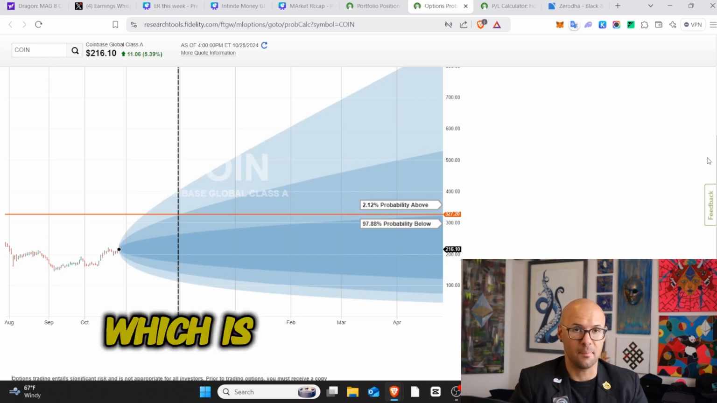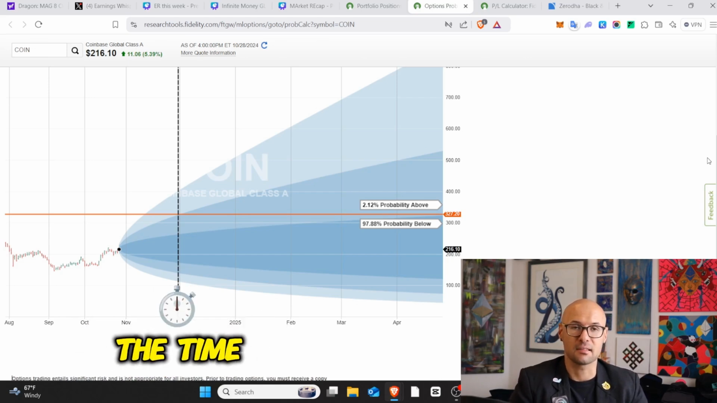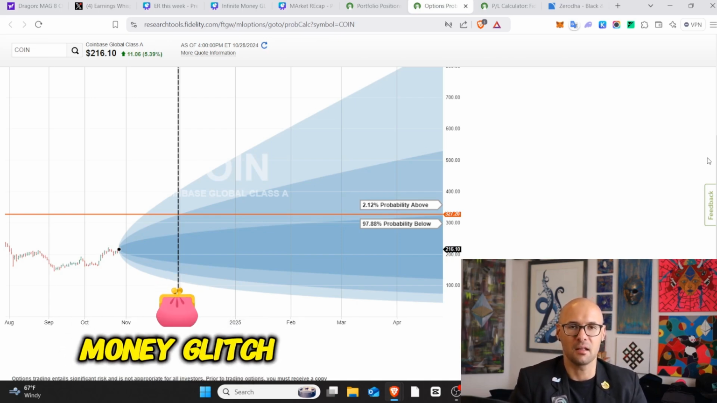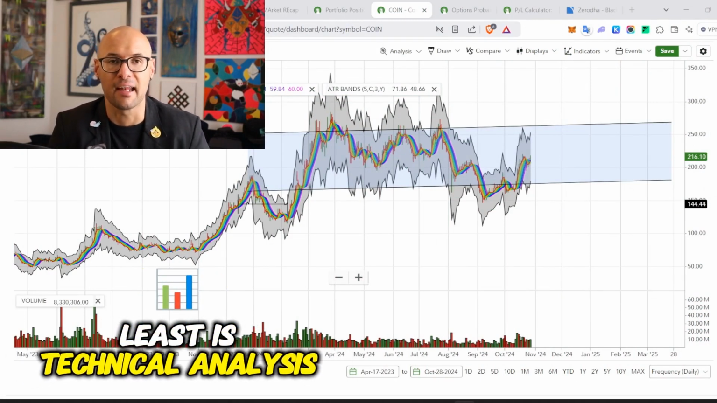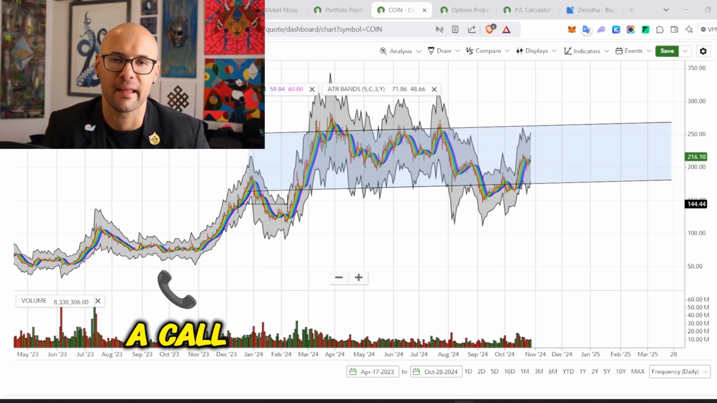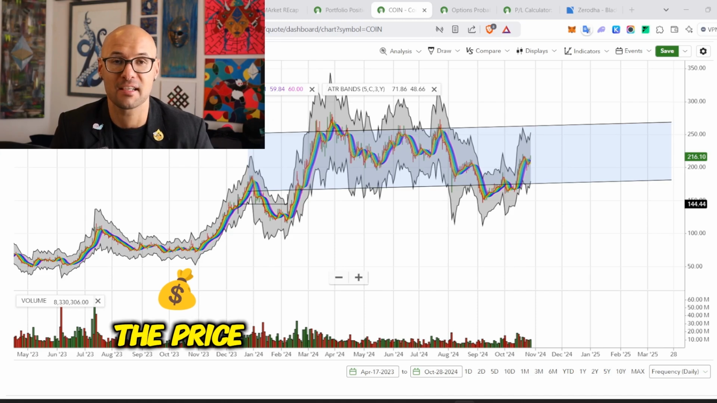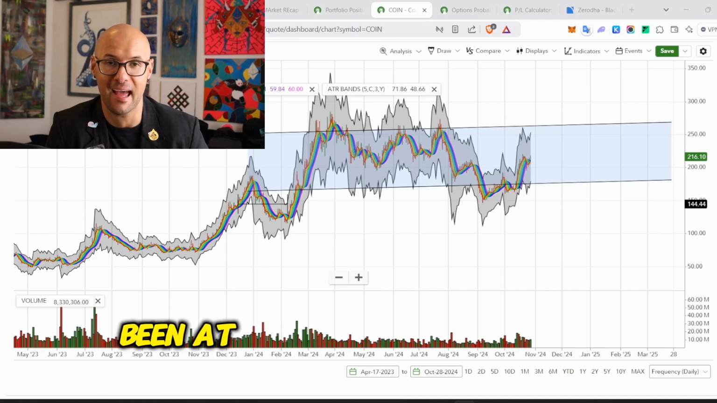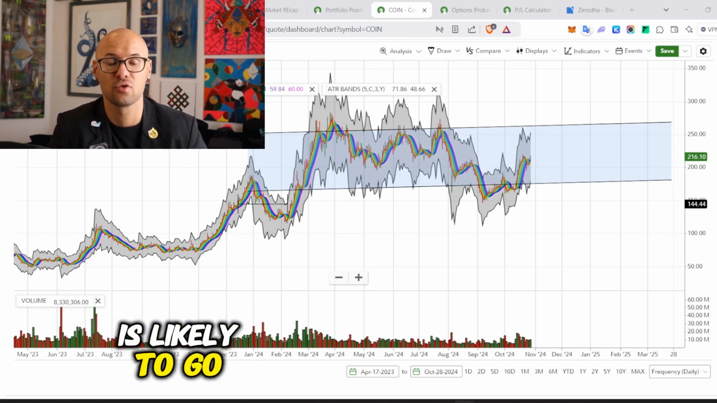If this doesn't happen, which it likely will not, that means 98% of the time you will just make free money. Welcome to the infinite money glitch. Okay, last but not least is technical analysis, also known as TA. When choosing to sell a call option, it is useful to take a look at where the price of the company has been going to and has been at previously to determine whether it is likely to go there.